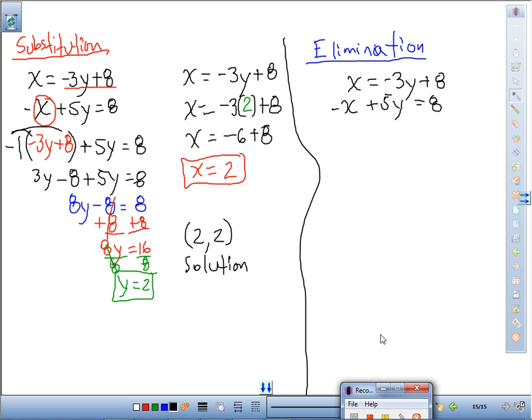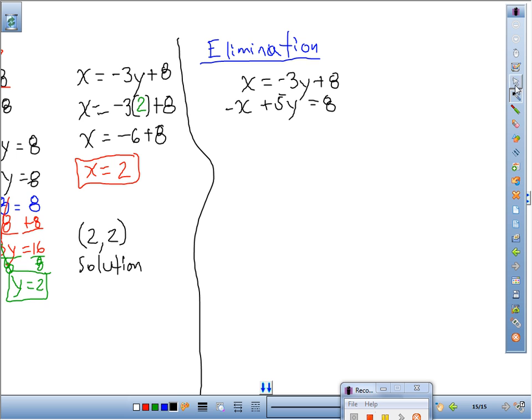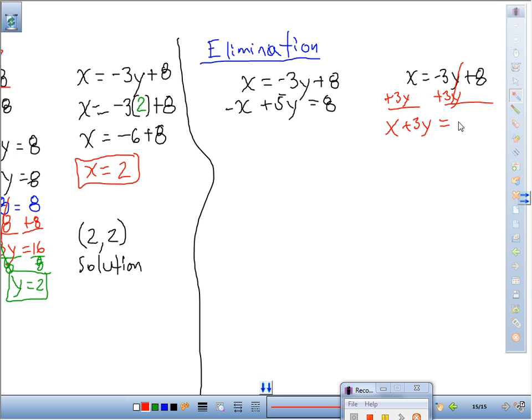Okay, from yesterday's lesson, step 1 was what? Change the equations to standard form. Are both of them needing to change? No, just the top one. So I'm going to rewrite it here: x equals negative 3y plus 8, and set it in standard form. Plus 3y plus 3y, and we're left with x plus 3y equals 8.